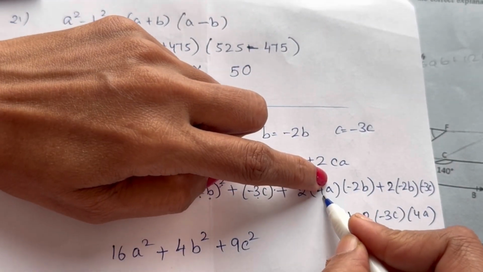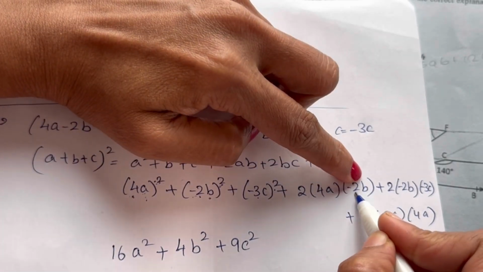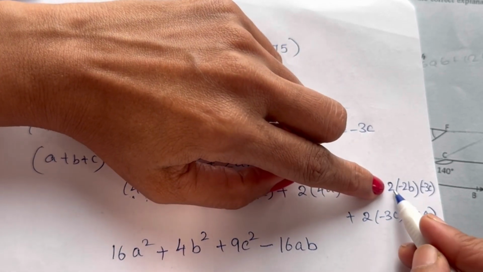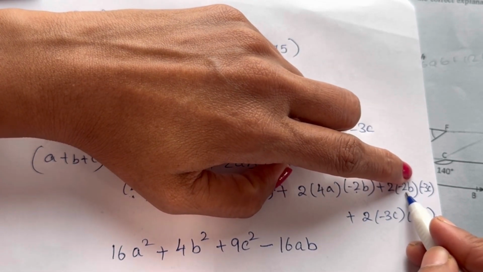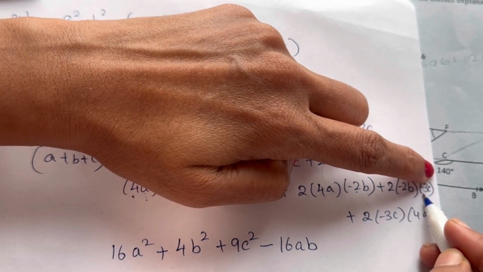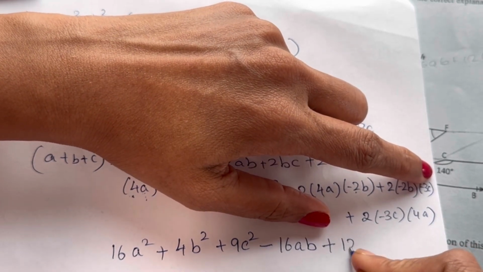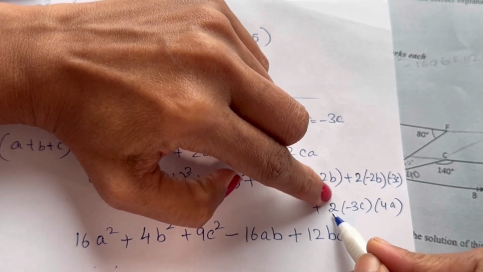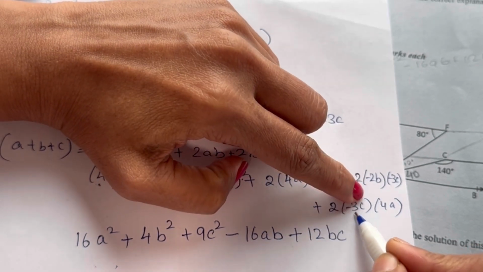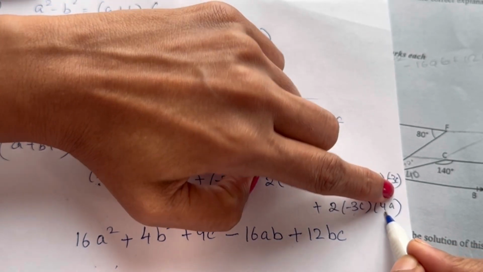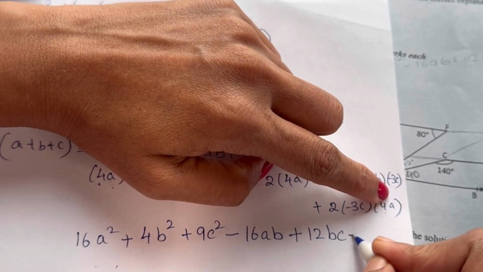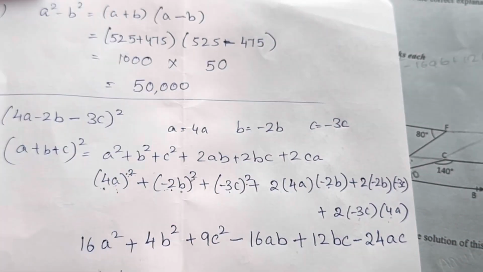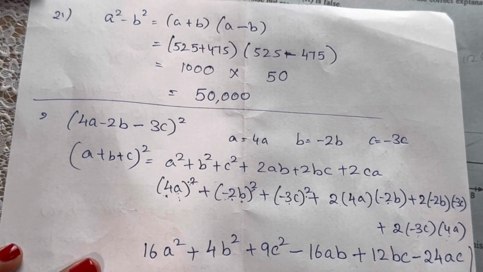And 2 fours are 8. 8 multiplied with minus 2 is minus 16ab. And 2 times minus 2 is negative 4. Then negative 4 multiplied with negative 3 is plus 12bc. Here 2 multiplied with negative 3 is negative 6. Then negative 6 multiplied with 4 will be negative 24ca. That's it.